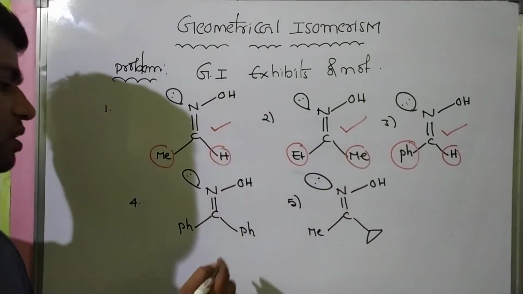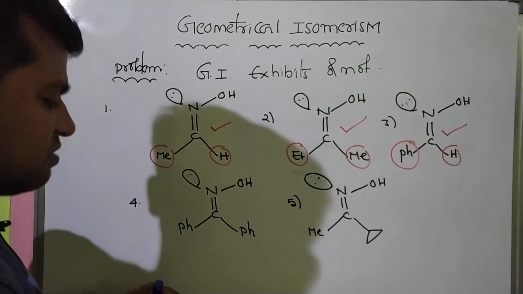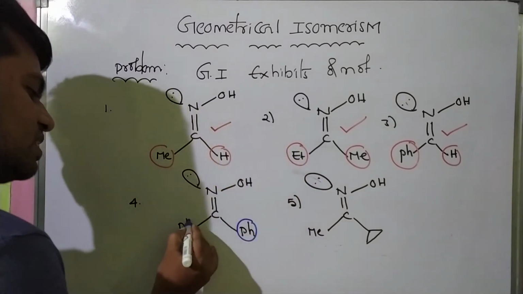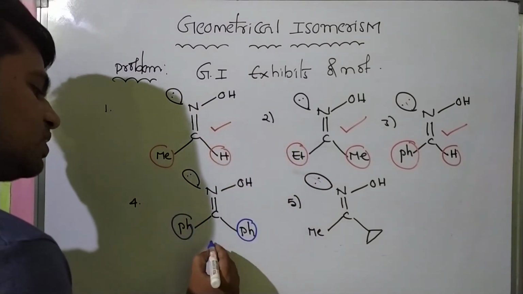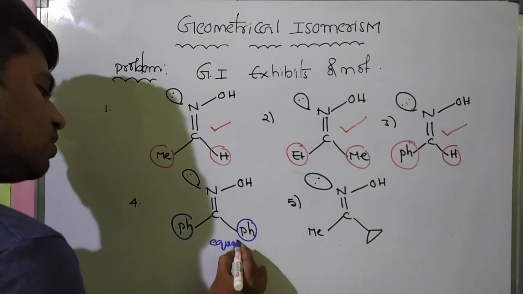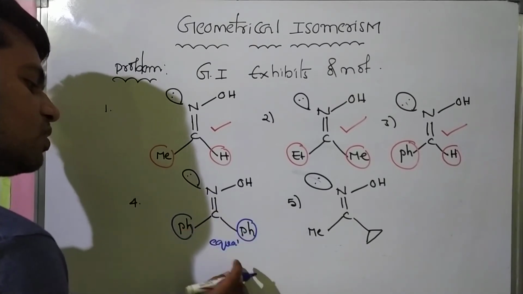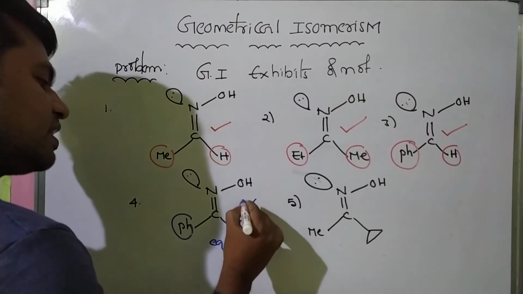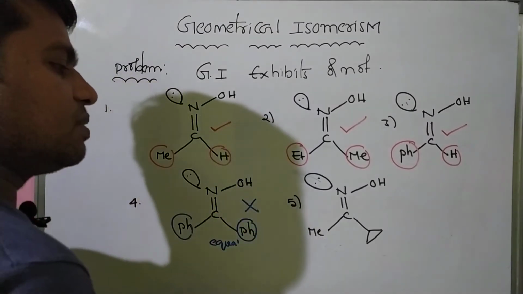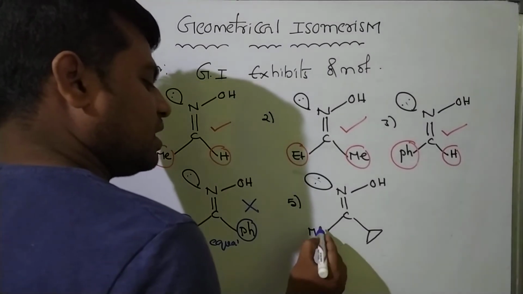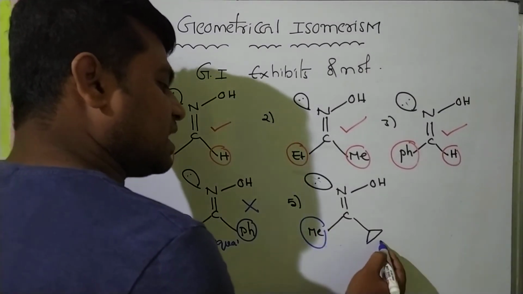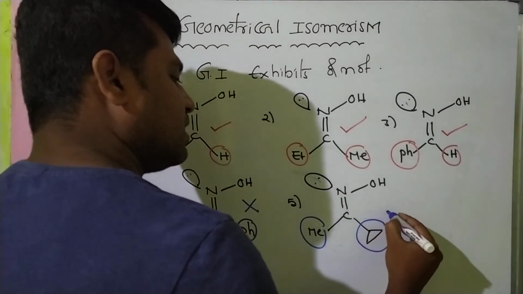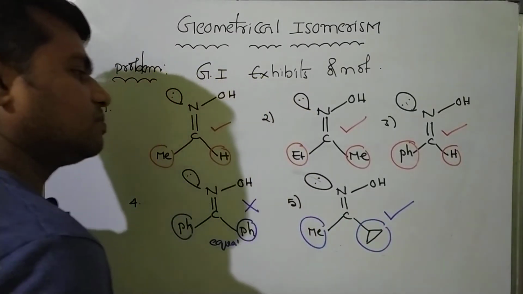Now come to this. Students, please observe the board clearly. This is a phenyl group and this is a phenyl group. These are equal groups. So it doesn't give geometrical isomerism. Now come to this. Here this is the methyl group and this is the cyclopropyl group. These two groups are different, so it will give geometrical isomerism.